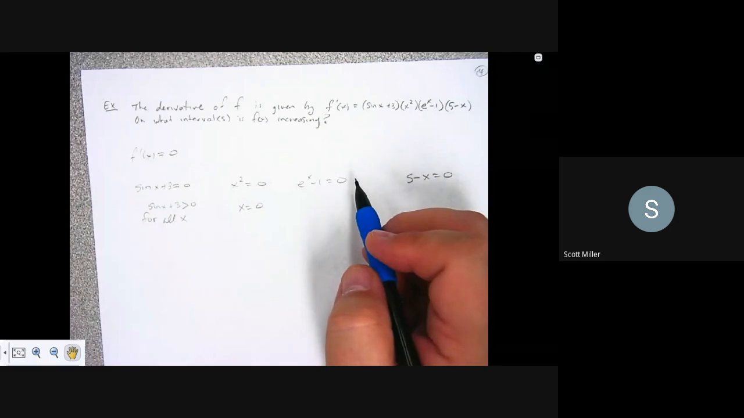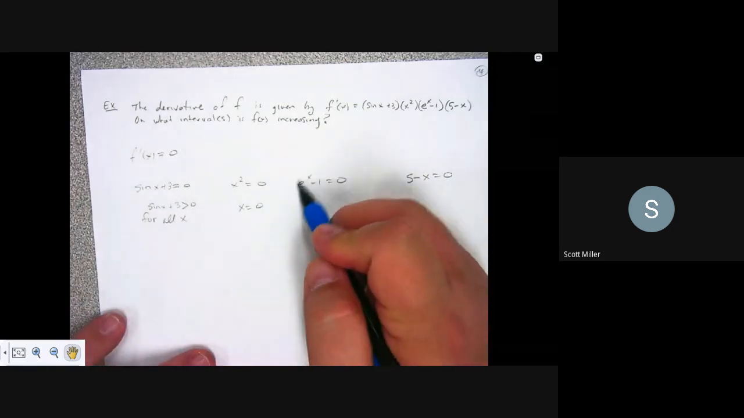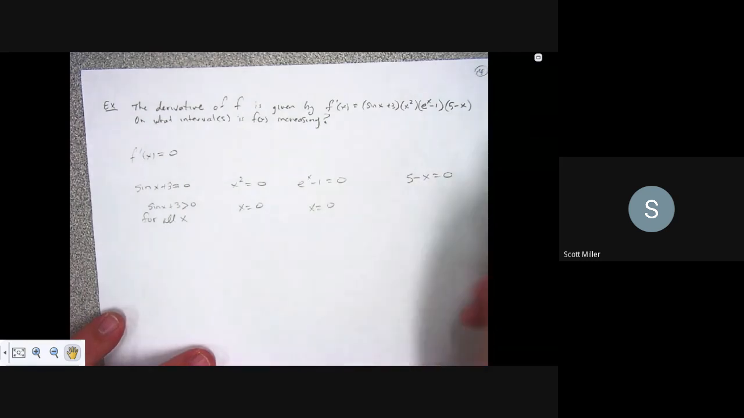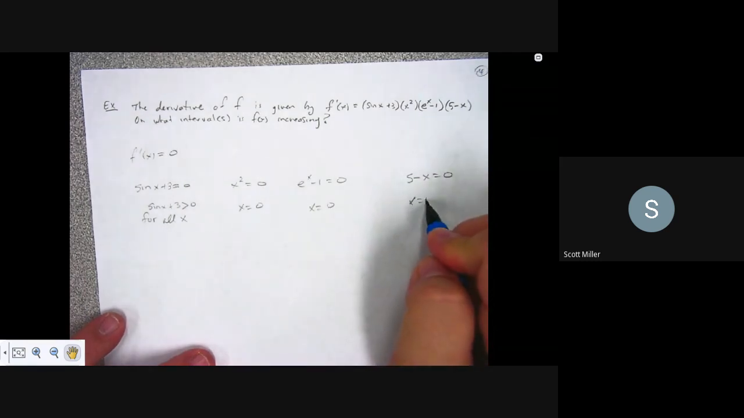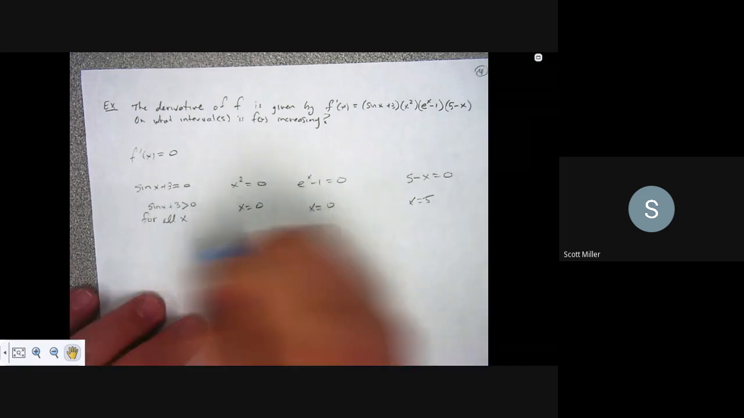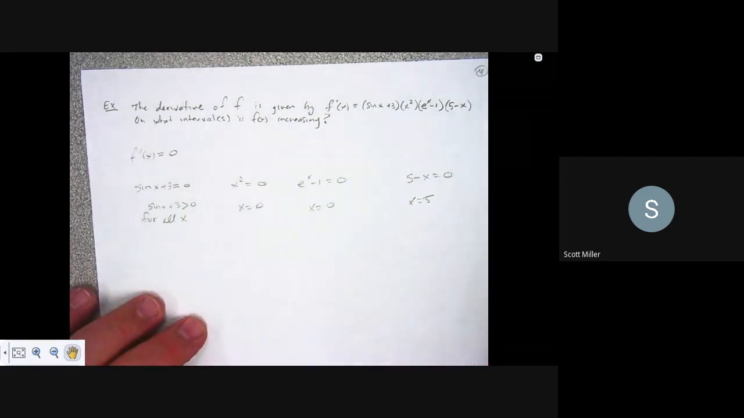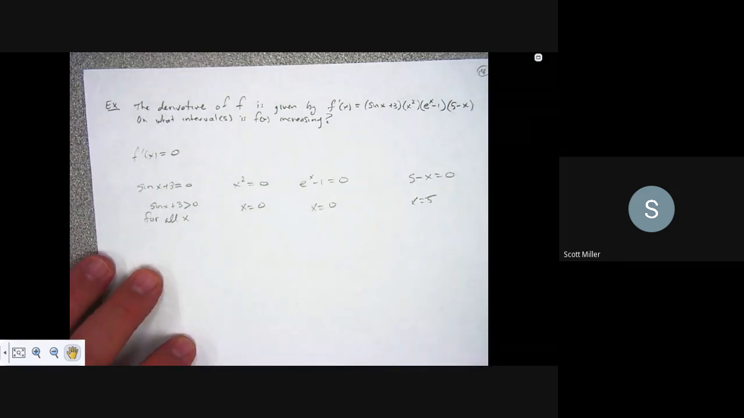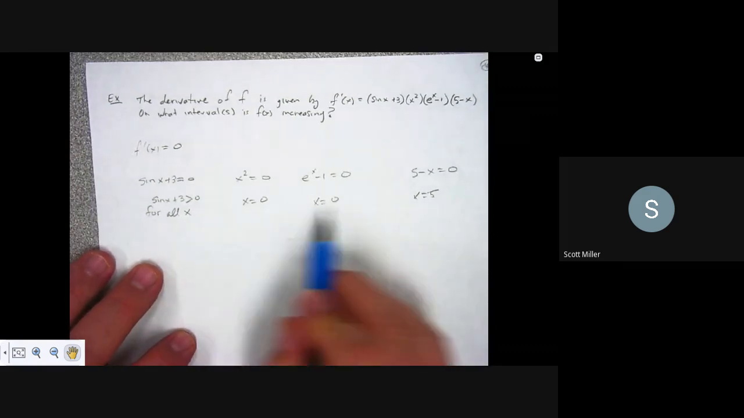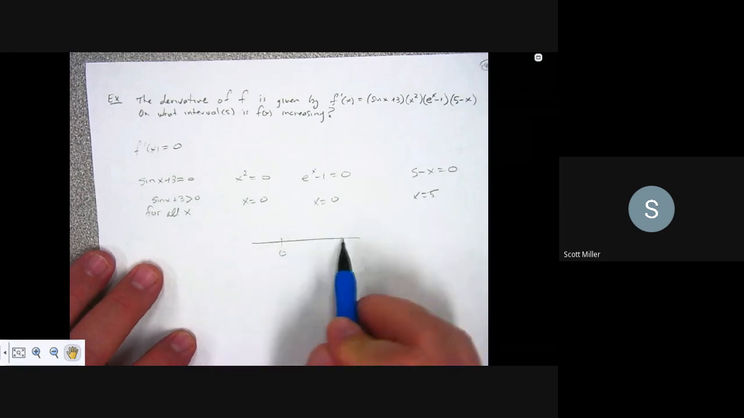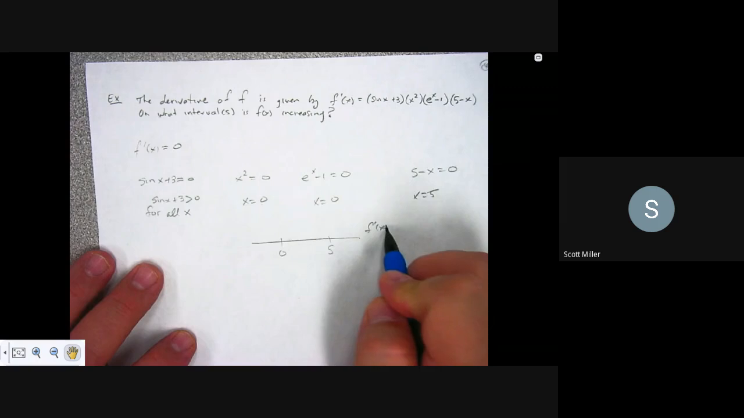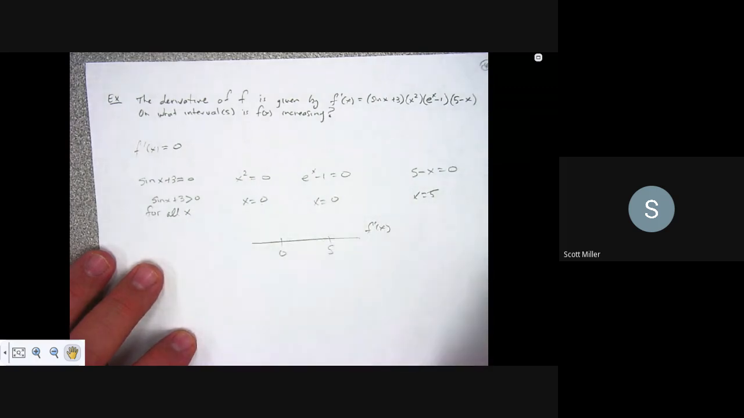e to the x minus 1, when is that going to be 0? Well, when that quantity is a 1, which means x equals 0. And when is this going to be 0? Well, when x equals 5. So once I have that, or where f prime of x is undefined, which is not in any one of those situations, then I do my number line based off of these zeros. Here's 0, here's 5. It doesn't have to be written accurately.